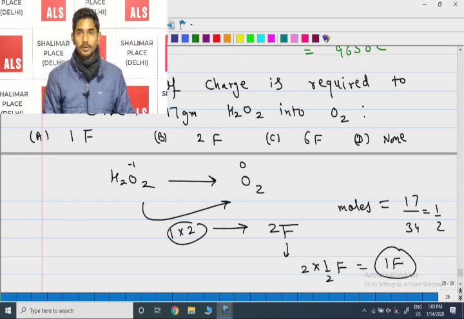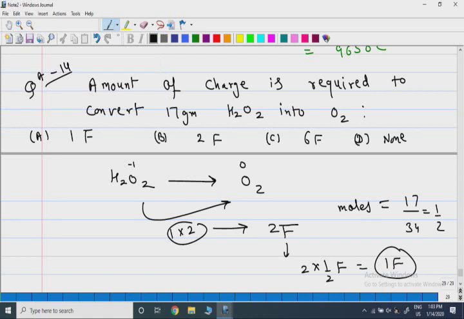How many of you have got option A as the correct answer? Please raise your hand. Now many of you have definitely forgotten how to calculate the n factor. Now raise your hand those who forgot to calculate the n factor. Those who don't know how to calculate the n factor. Oh, no one is raising their hand.